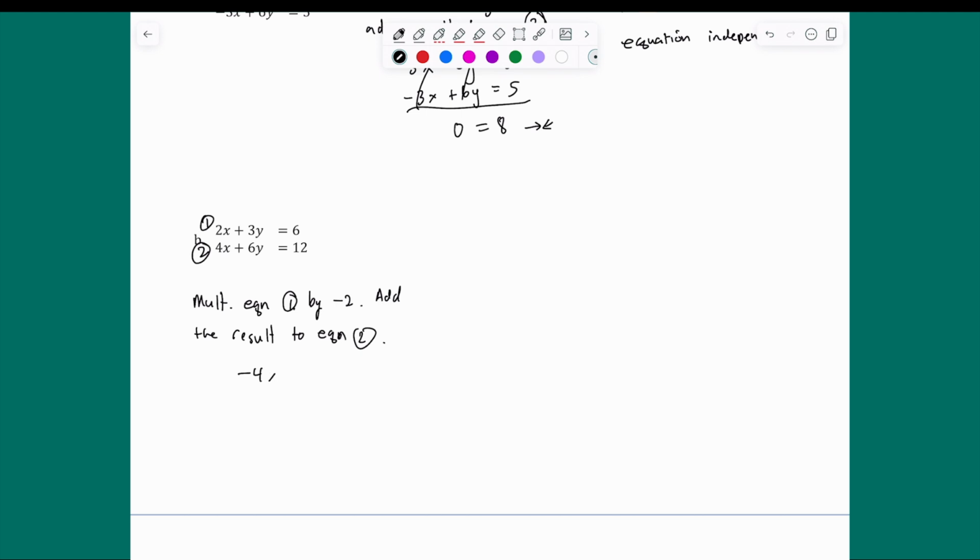So multiply equation 1 by negative 2 would give us negative 4x minus 6y equals negative 12. Okay, so we're going to take this result and add it to equation 2. So that's equation 2, 4x plus 6y equals 12. This time you notice when you add, x's and y's also drop out, gives 0 on the left, but this time we get 0 on the right. And that's an identity, as we know from previous studies. And so what does that mean in this case? That means there's infinitely many solutions.